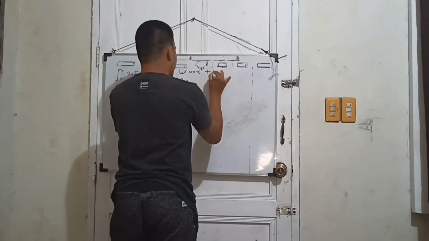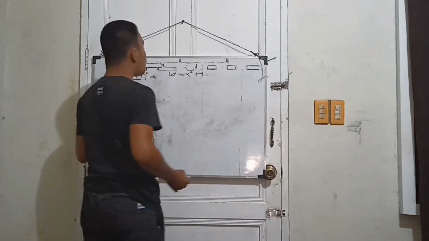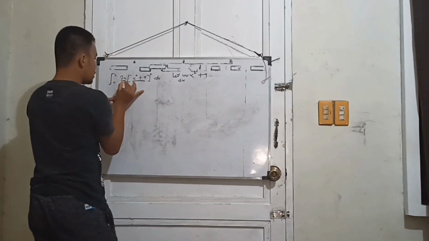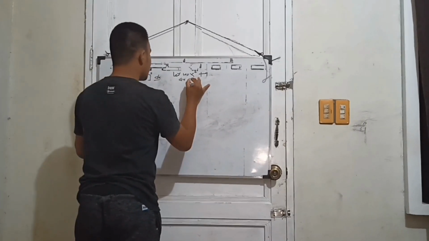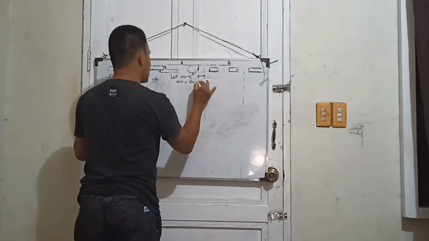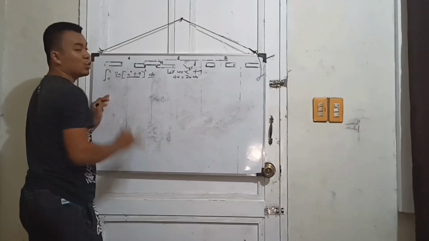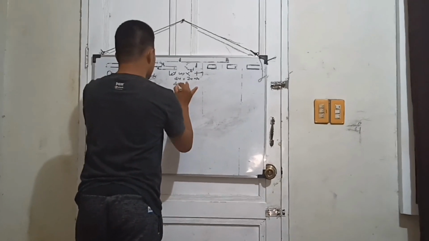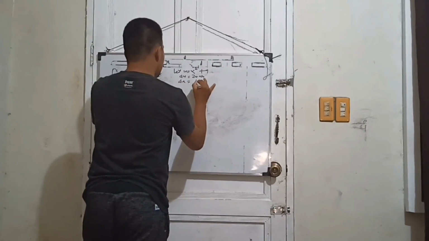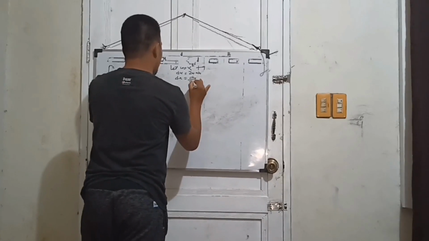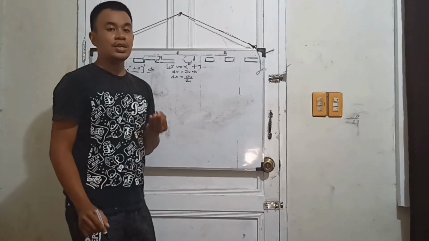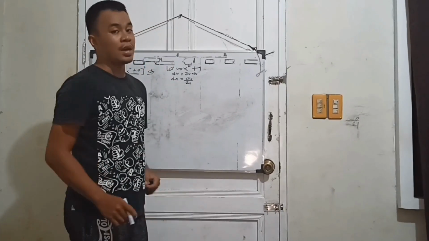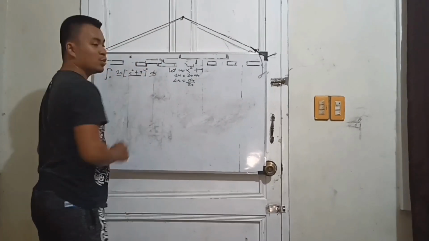u is x squared plus 4. So the value of our du now will be 2x dx, so that we can cancel out 2x later. So the value of our dx will be du over 2x. I explained it earlier, so I hope you know how to solve the value of dx. So proceed to solving.